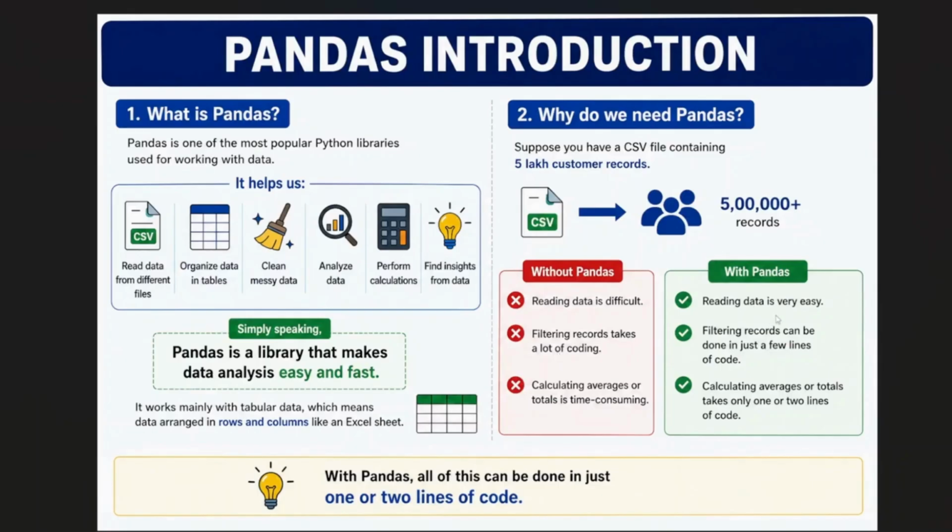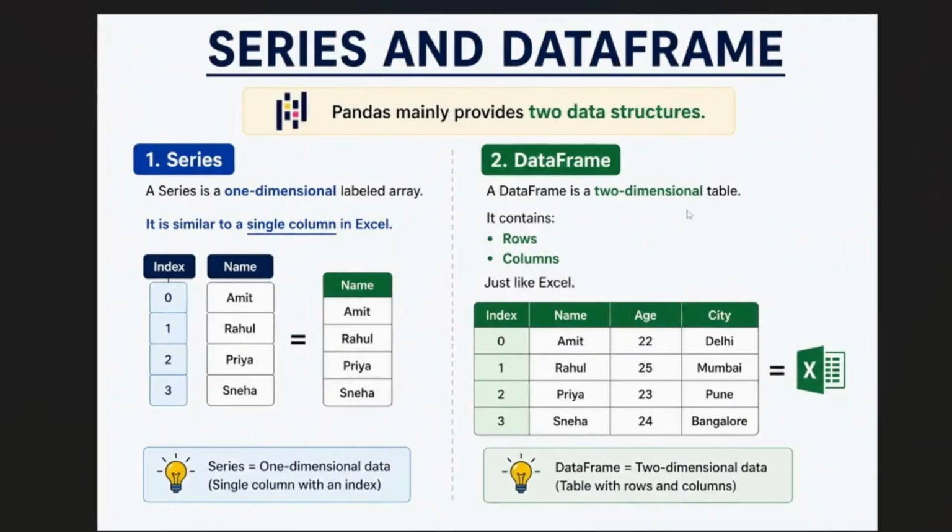But with Pandas, reading data is very easy. Filtering records can be done in just a few lines of code. Calculating average or totals takes only one or two lines of code. That is the power of the Pandas library. That's why we data analysts and data scientists prefer the Pandas library. Now, there are mainly two data structures which Pandas provides: series and data frame.